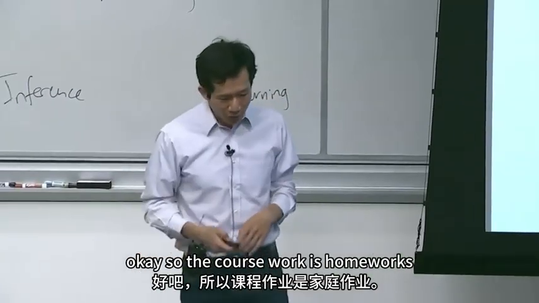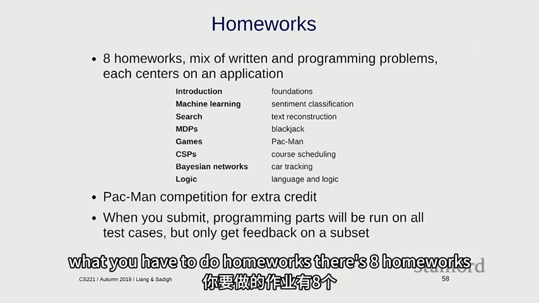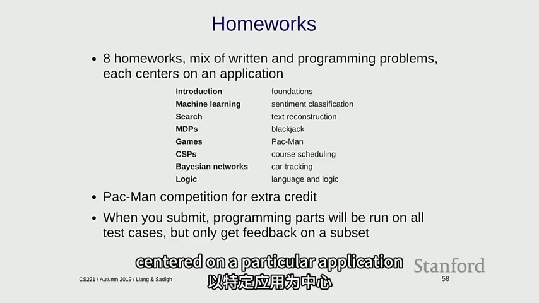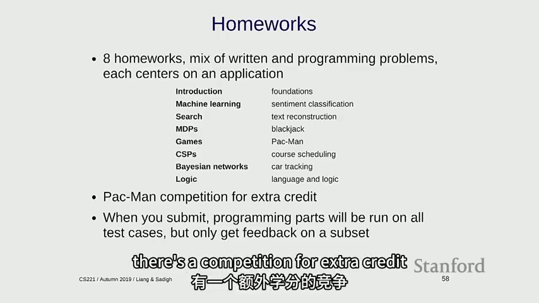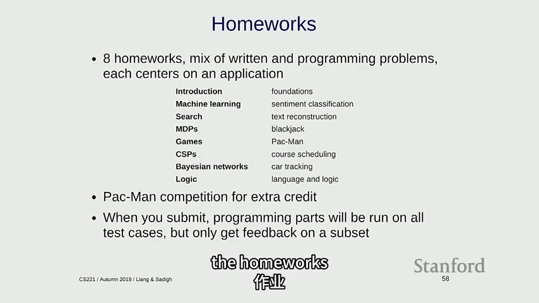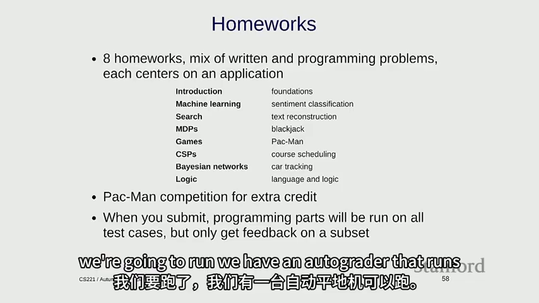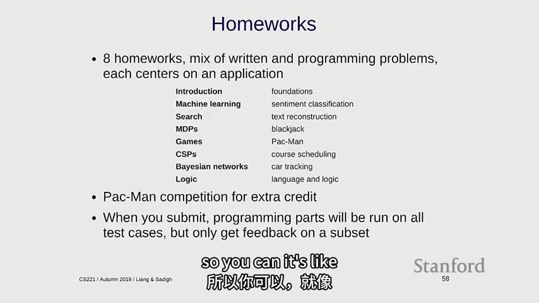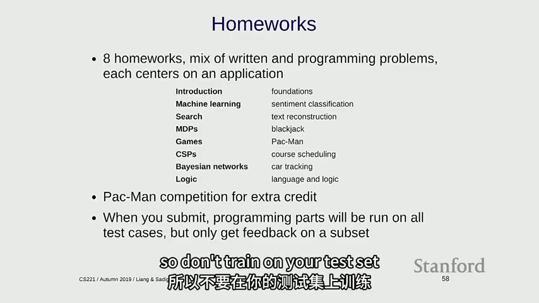Okay, so the coursework is homeworks, exam, and a project. That's what you have to do. Homeworks: there are 8 homeworks. Each homework is a mix of written and programming problems centered on a particular application, covering one particular type of model, essentially. Like I mentioned before, there's a competition for extra credit. There are also some extra credit problems in the homeworks. And when you submit code, we have an autograder that runs. It's going to run on all the test cases, but you get feedback only on a subset. It's like in machine learning, you have a train set and you have a test set. So don't train on your test set.